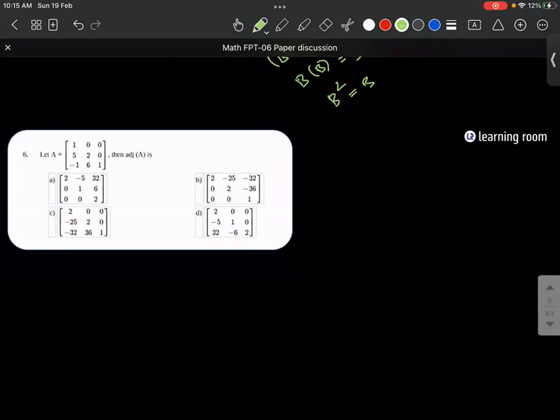So what is the answer for the sixth one? D, sir. Correct. You know how to do it, right? Yes, sir. First find the cofactor matrix. After you find the cofactor matrix, you need to find the transpose of it. Right.